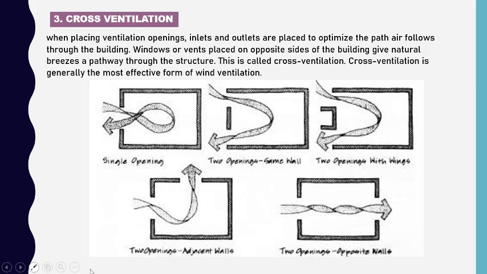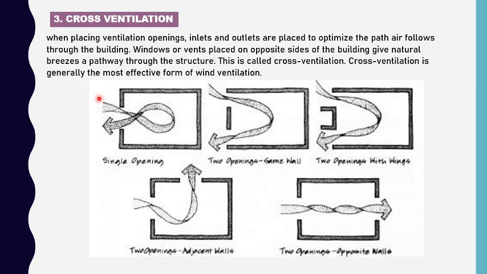Here you can see we have 5 pictures. First is your single opening, second is your two opening on the same wall, third is 2 opening with wings, fourth 2 opening with adjacent walls, 2 opening in opposite walls. Here we should understand how this exactly works.